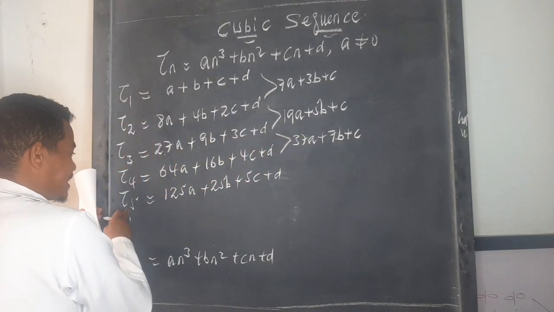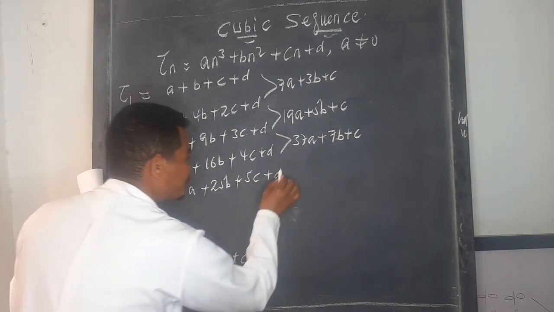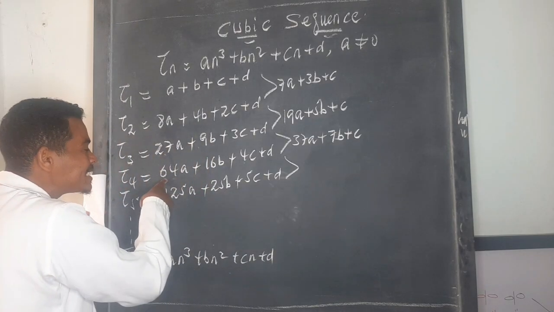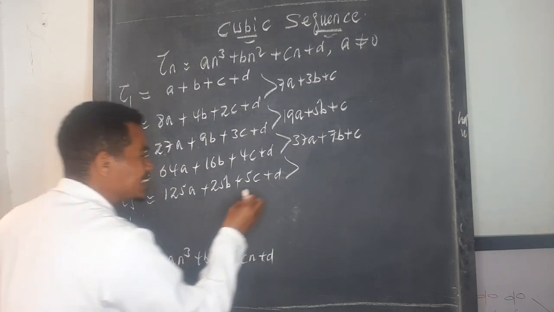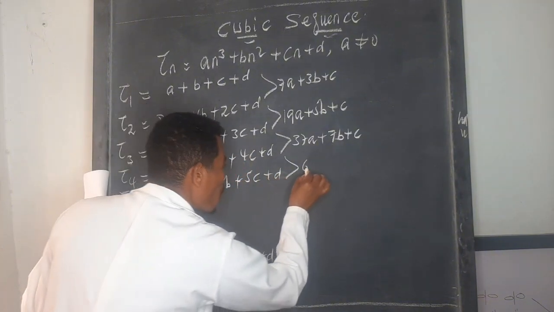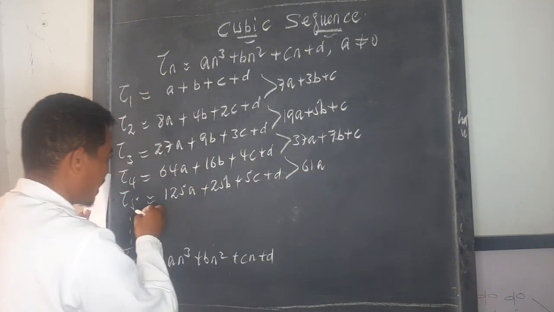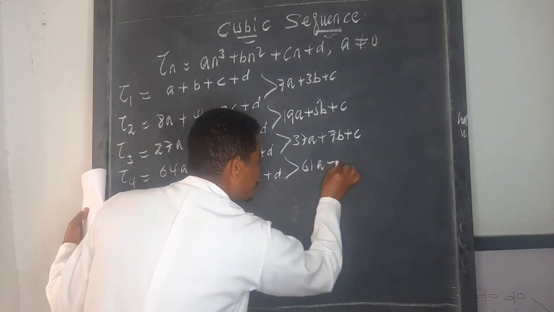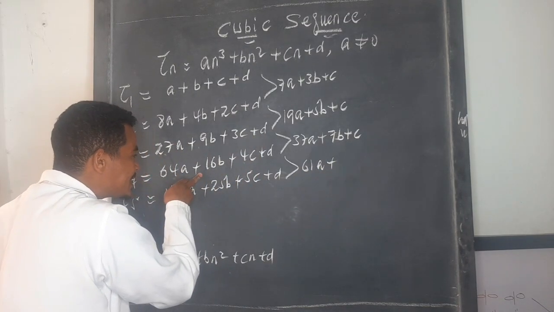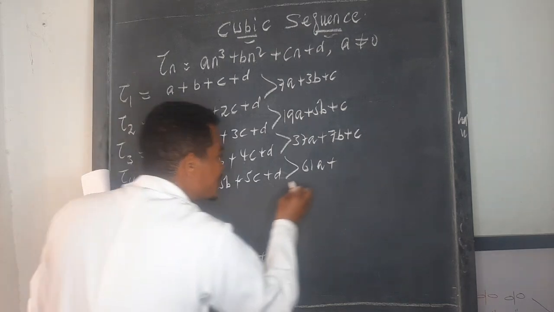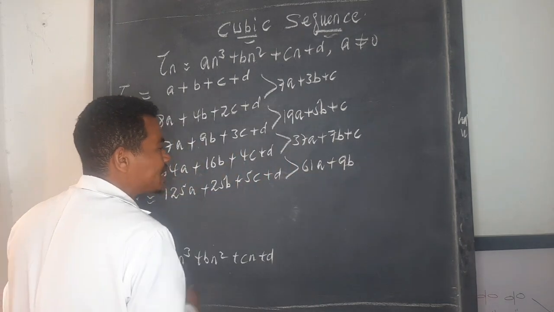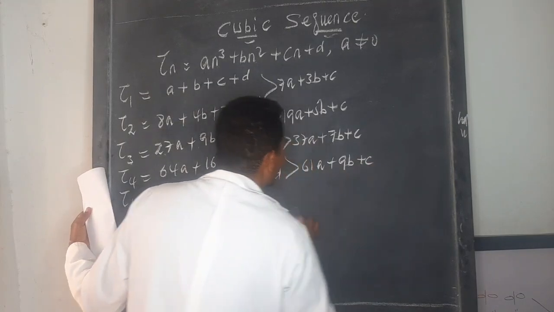The next one is t5 minus t4. 125a minus 64a is 61a, right? 61a plus 25b minus 16b is 9b, and 5c minus 4c is c.